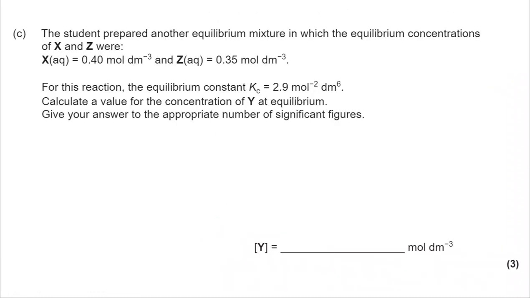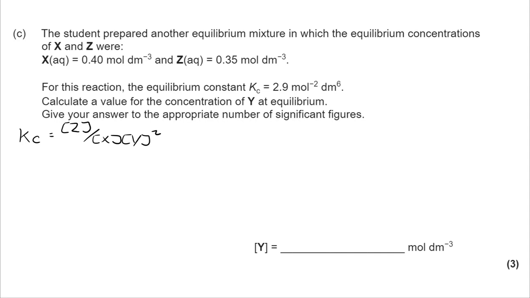Moving on to part C, the student prepared another equilibrium mixture in which the equilibrium concentrations of X and Z were 0.4 and 0.35. This time we're given the Kc value, and you have to work out the value for the concentration of Y at equilibrium. So for this, we need the expression for Kc. Remember that it's products over reactants. Remember also the square brackets because they represent concentration in moles per decimetre cubed.